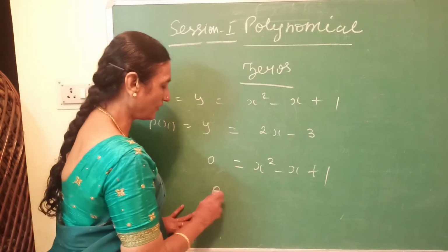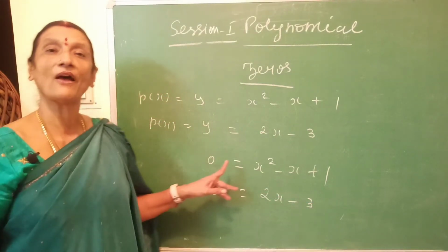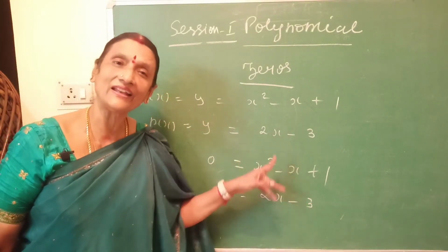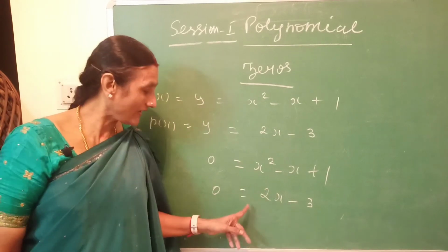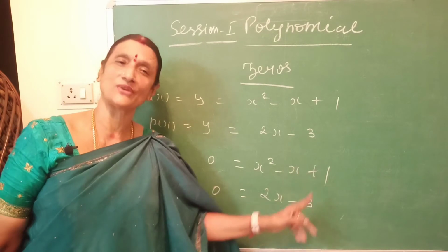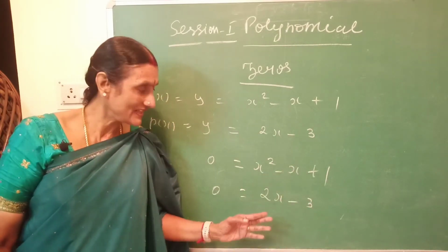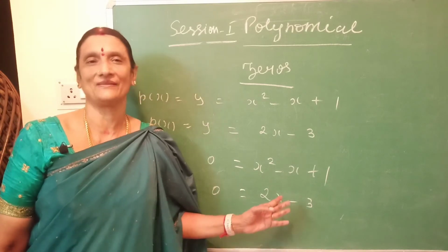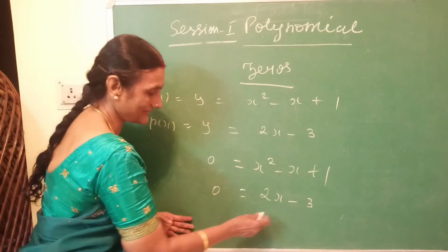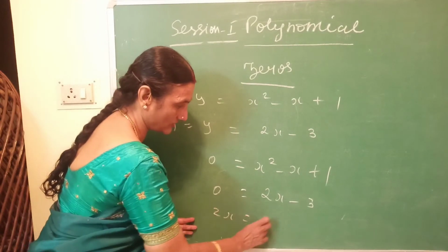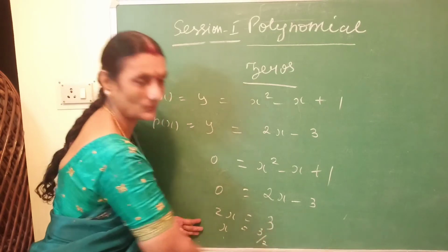But when you write 0 is equal to 2x minus 3, you would have been reminded about your linear equations. Are you understanding? So, when you write 0 is equal to 2x minus 3, we get an equation in x which can be easily solved. How can you solve it? So, we get 2x is equal to 3, x is equal to 3 by 2.